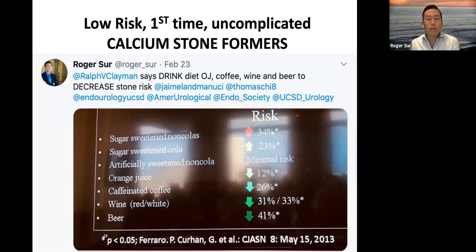This was a slide from Dr. Ralph Klayman at the University of California, Irvine. Dr. Klayman says you can drink whatever you want. There's only two things you can't drink. Number one is dark colas, and number two is things high in sugar. Other than that, he says, I don't care what you drink to prevent stones: beer, wine, coffee, tea, sodas, juices, whatever, as long as it's not a dark cola and as long as it doesn't have a lot of sugar in it. 100 ounces a day is ideal.